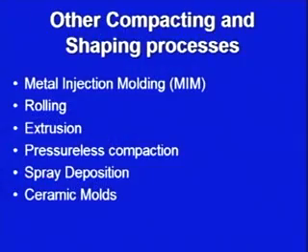Similarly, in metal injection molding also a similar process is followed. There is a die cavity which can be made into two halves. When the two halves join together, they form the complete die cavity in between. The metal is injected and later on there are subsequent processes that we will see in the subsequent slides, which are done to get the final powder metallurgy part. So, we will discuss metal injection molding in detail and quickly run through the other compaction and shaping processes like rolling, extrusion, pressureless compaction, spray deposition and ceramic molds.